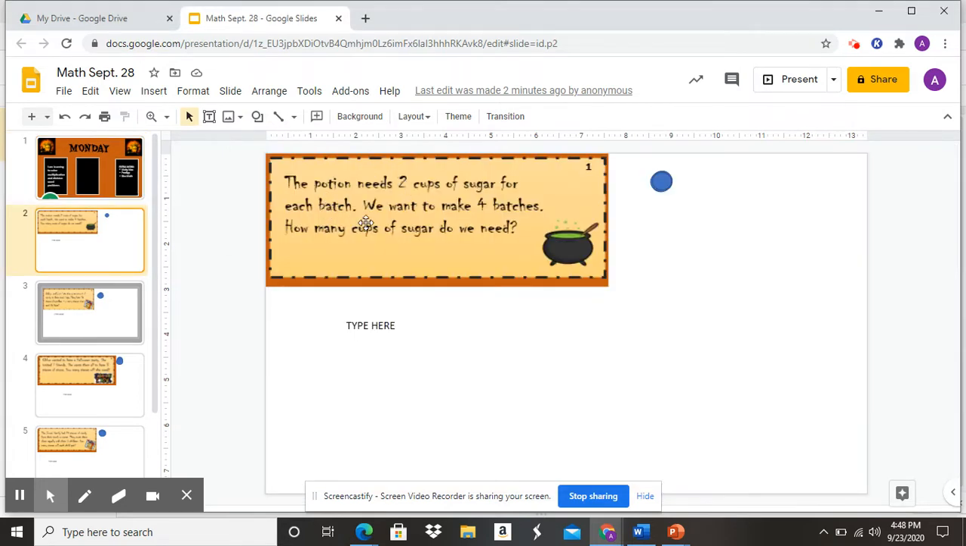And the first thing I'm going to do is I'm going to read the word problem. The potion needs 2 cups of sugar for each batch. We want to make 4 batches. How many cups of sugar do we need? So I'm making 4 batches, and each of them have to have 2 cups. So I have 4 groups of 2. So if I need 4 groups of 2, I know that's multiplying.